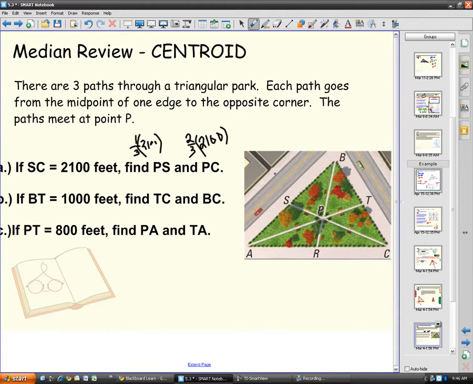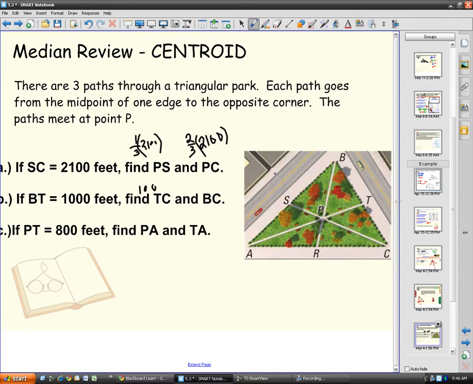So now BT in this one, ooh, the outside piece is 1,000 feet. TC would be how much? Well, what do we know about this point T? Well, this point T should be the median, which meets the opposite side in the middle, so that would mean that TC would also be 1,000. BC then would be 1,000 plus 1,000, which is 2,000.